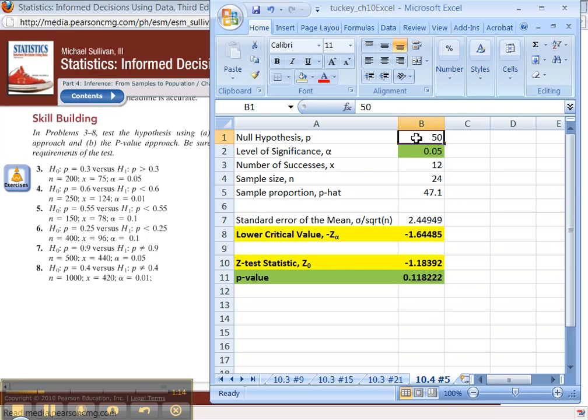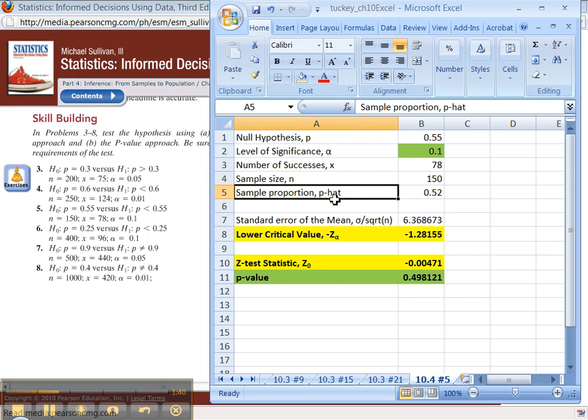P was 0.55 for this problem. Alpha is 0.10, there it is, 0.10. The number of successes we have is 78, so 78. N was 150. Our p hat is x over n. We learned that in section 9.3. So you take 78 divided by 150.